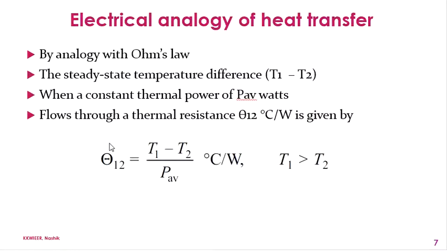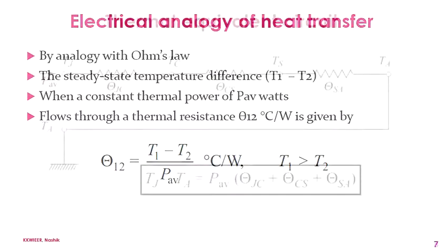So by this analogy with Ohm's law, the steady state temperature difference, that is T1 minus T2, when the constant thermal power P average flows through the thermal resistance, that is theta 12 or Q12, is given by temperature divided by rate of heat transfer. Thus, theta 12 is equal to T1 minus T2 divided by P average, where T1 is the greater and T2 is the lower value. That means high temperature minus low temperature.